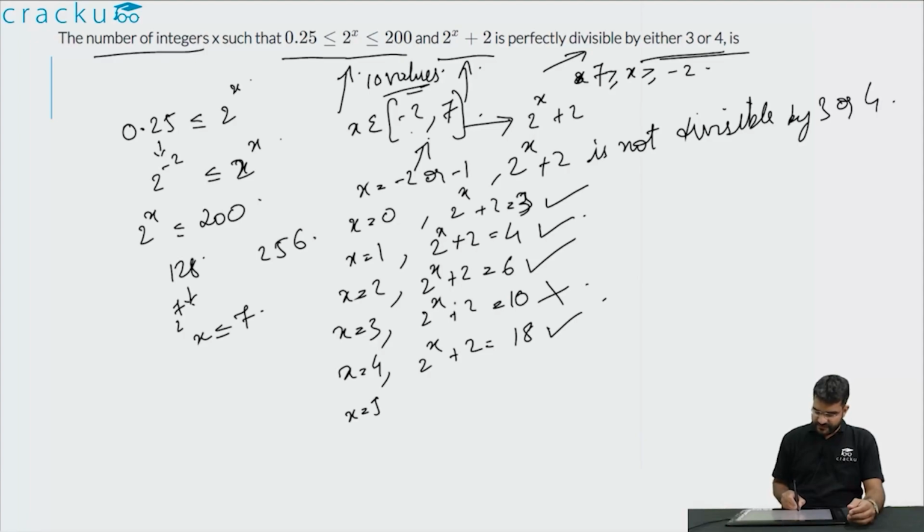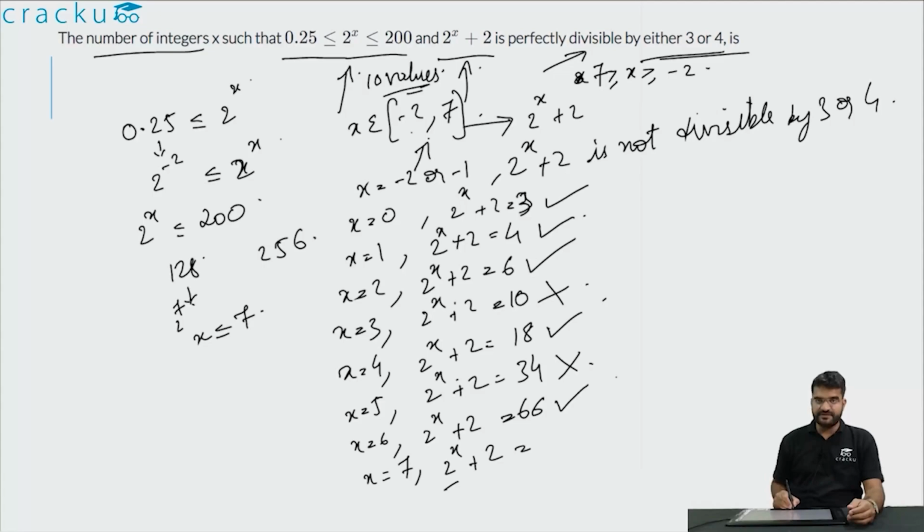When x is equal to 5, 2 to the power 5 is 32, plus 2 is 34. This is also neither divisible by 3 nor 4. When x is equal to 6, 2 to the power x is 64, plus 2 is 66. This is divisible by 3. And finally, when x is equal to 7, 2 to the power x will be 128, plus 2 is 130. This is neither divisible by 3 nor by 4.